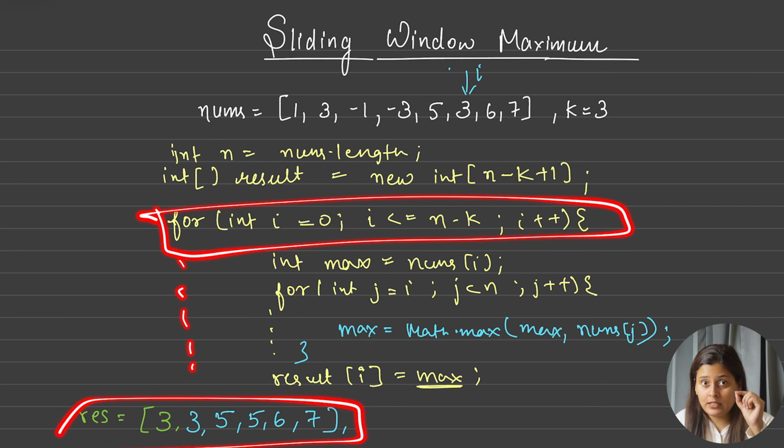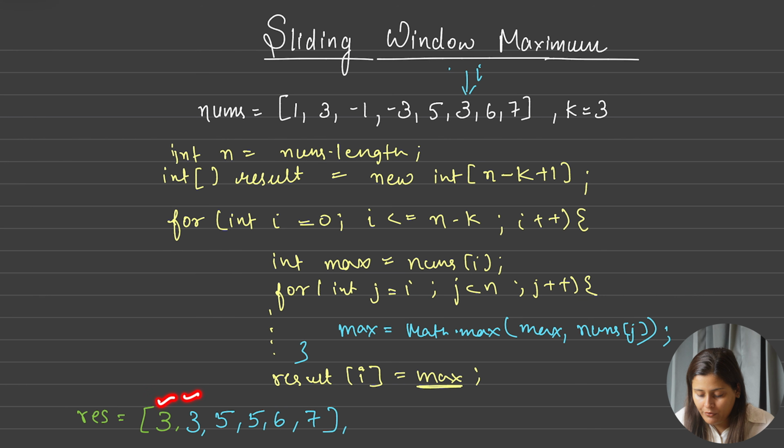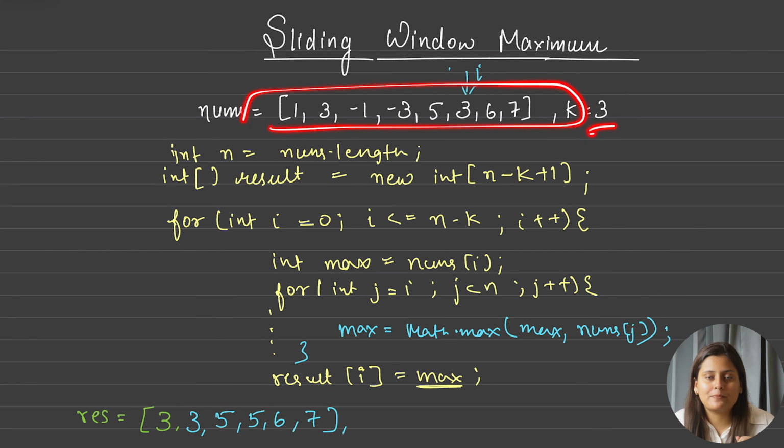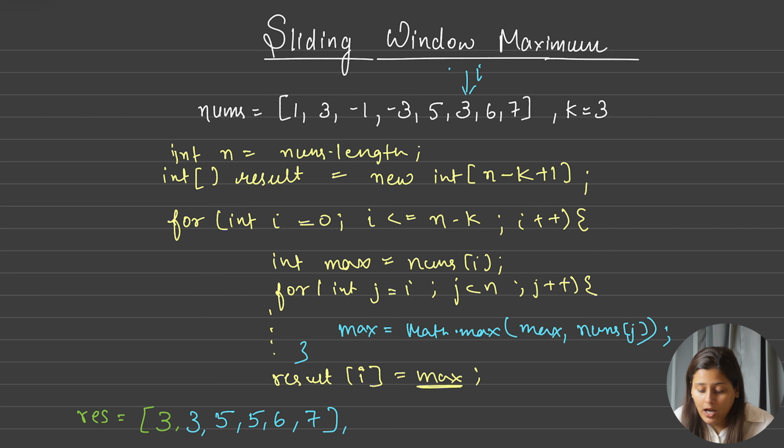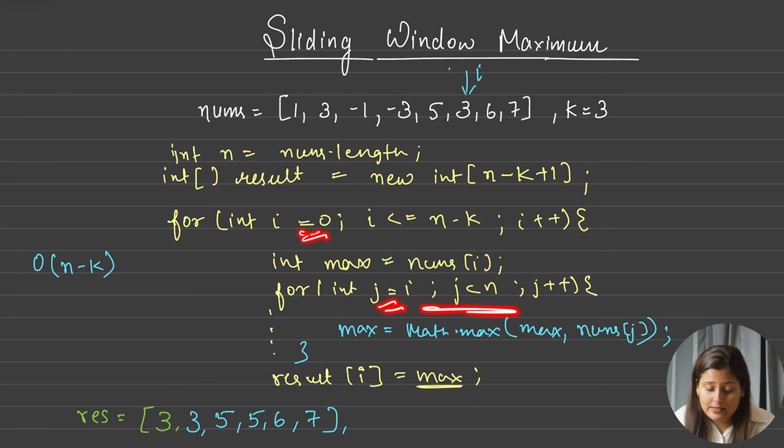And if you see the result length, that will be 1 2 3 4 5 6, and that is nothing but n minus k plus 1. So let's see the time complexity. Of course we are running the I loop from 0 to n minus k. So we can say time complexity will be n minus k for the first loop, and the second loop is in nested order, and for every I we are running the j till n size, correct?